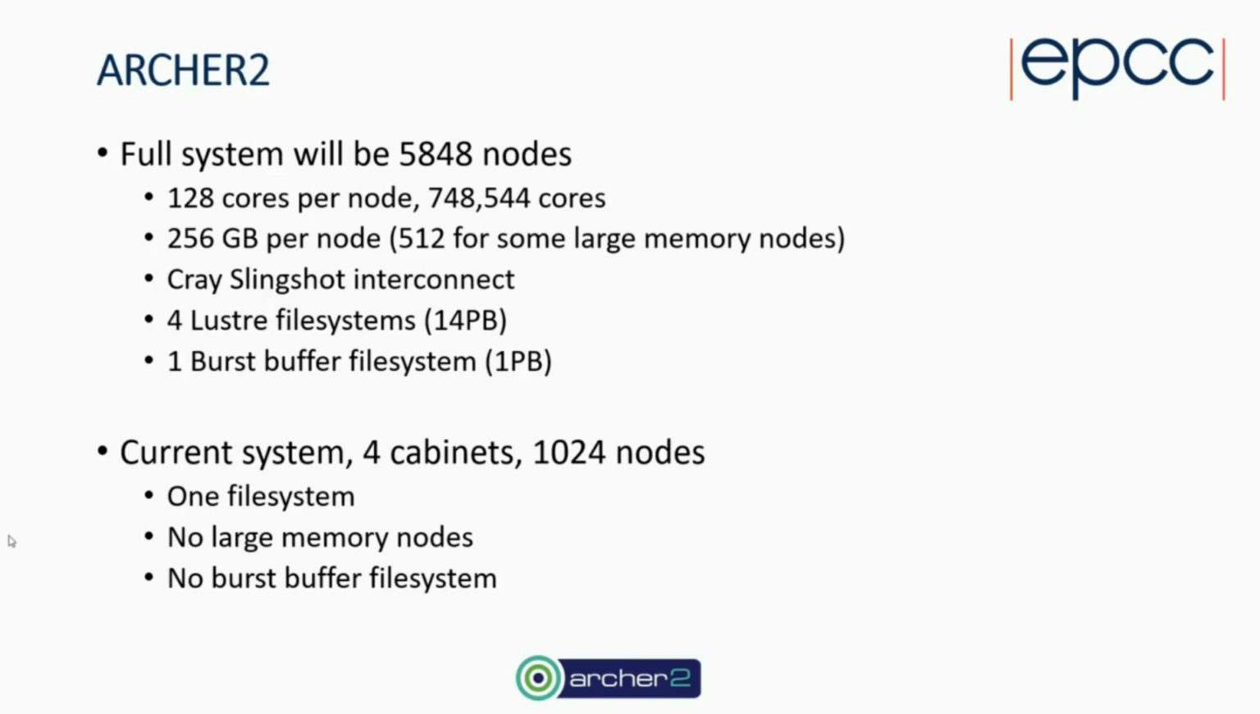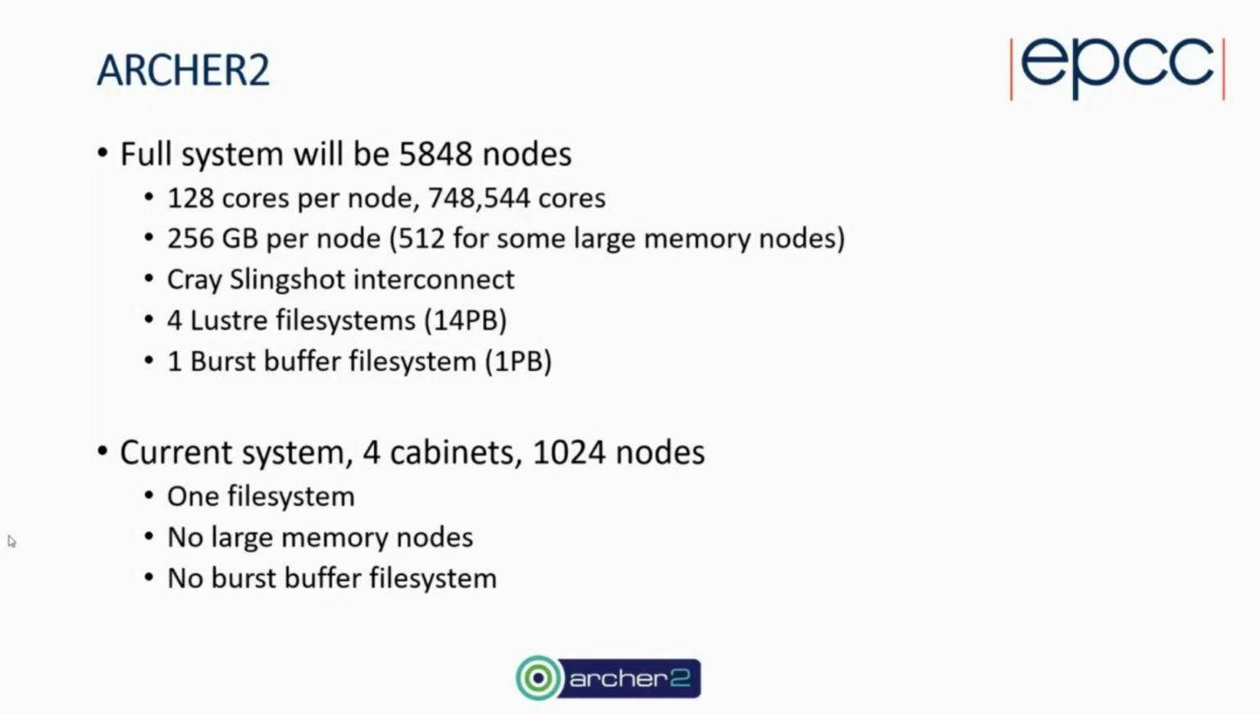At the moment, we're on a reduced service until the ARCHER system, which was switched off yesterday, has been taken away, and the new ARCHER2 full system has been brought in, built and deployed. When that actually happens is still being decided and worked through, but by summertime we would hope that the full 23 cabinet, 5,800 node system would be in place.